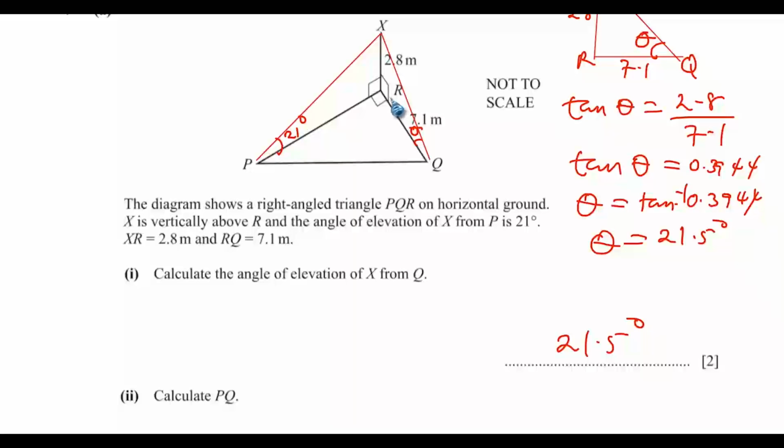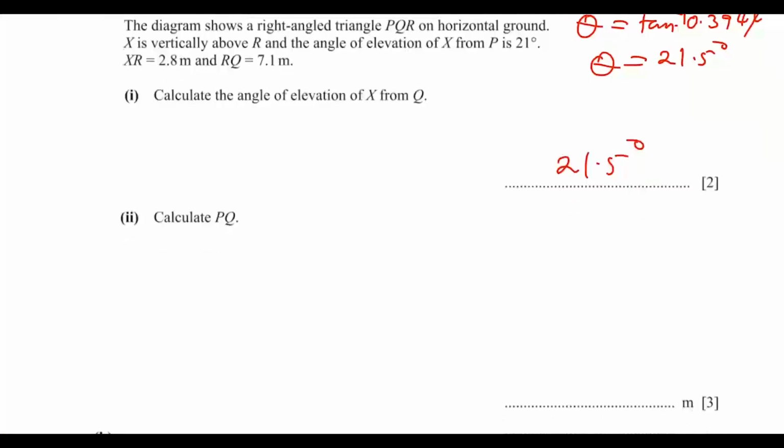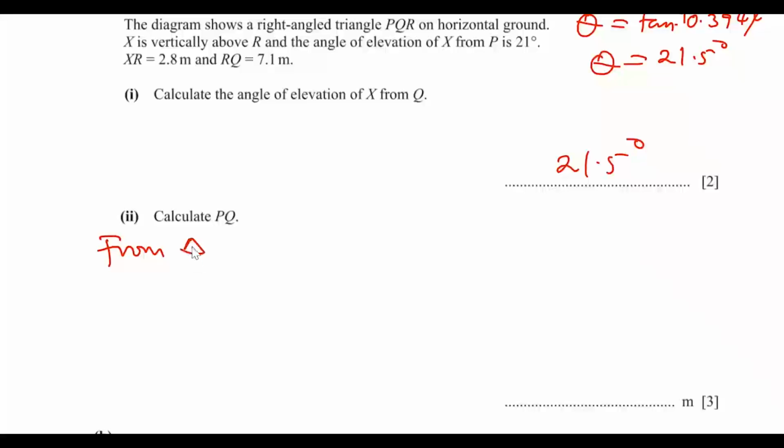We already know the value of RQ to be equal to 7.1. So once we find the value of PR, then we can use Pythagoras theorem to find PQ. Of course, PQ is the hypotenuse. So let's start from triangle PRS, sorry, from triangle PRS rather. So we can get PR.